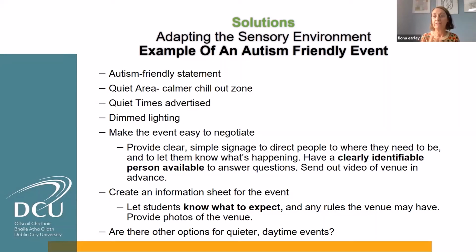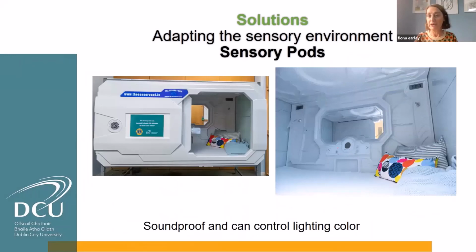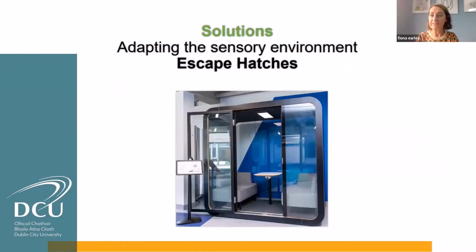And also for events that we run in DCU, refreshers, balls and things like that, big events, are there other options? So for example, for refreshers day and students day, we would have quiet times. So between 1 and 3, there's no loud music or no announcements made. So that's an example, very simple, quiet space. We also have the pods we use in the library. We have escape hatches, they're soundproofed.